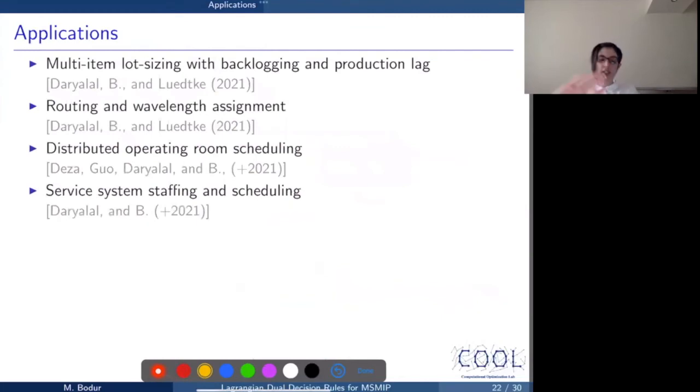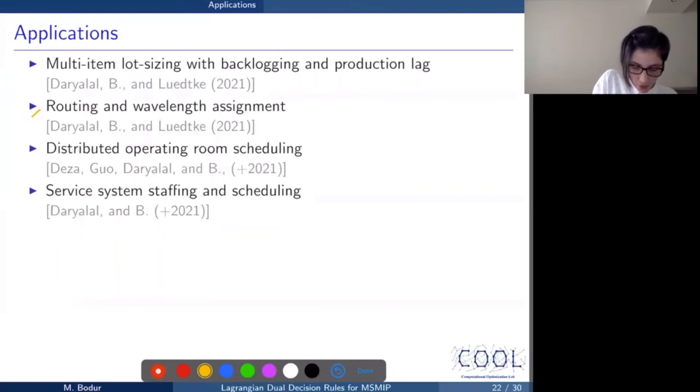All right, so I still have a little bit of time, though, so I would like to quickly show you some use cases of these Lagrangian-based linear decision rules in a variety of applications. So the first two works are from our original paper with Meryem and Jim, and we have a multi-item lot sizing with backlogging production lag type of a very standard application example.